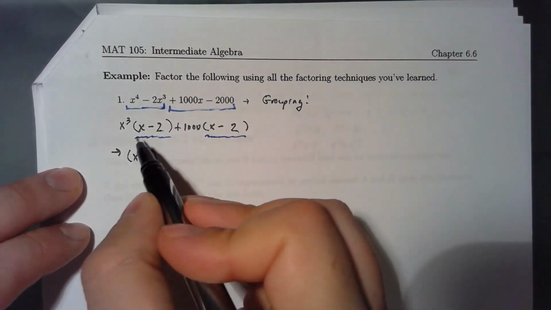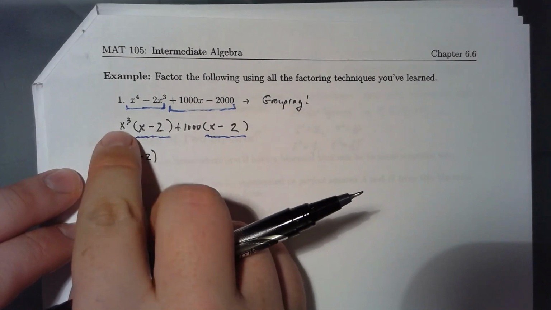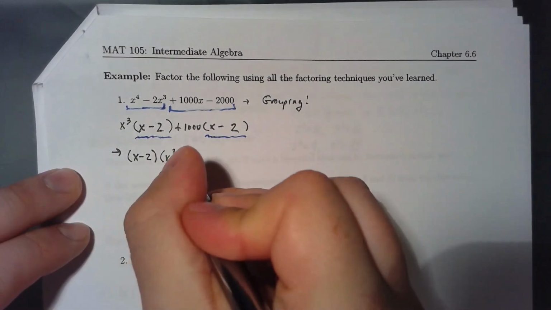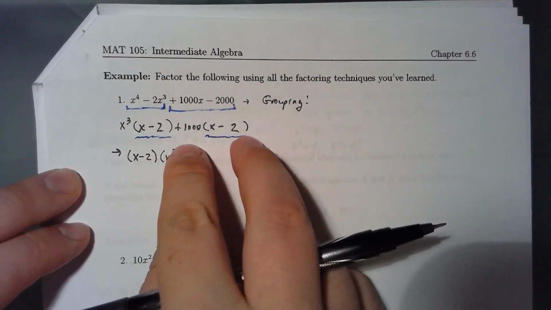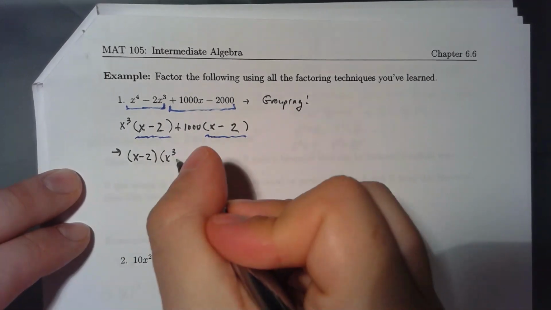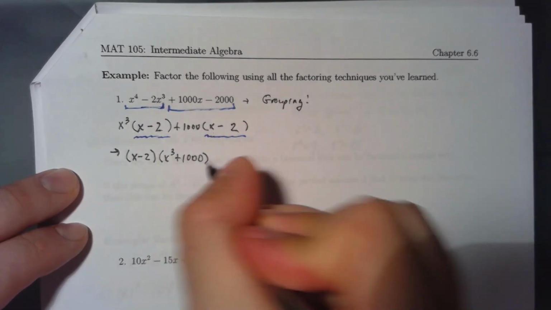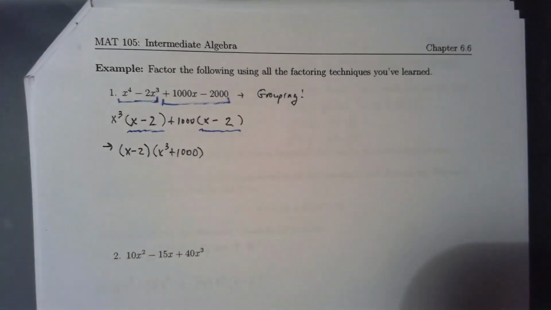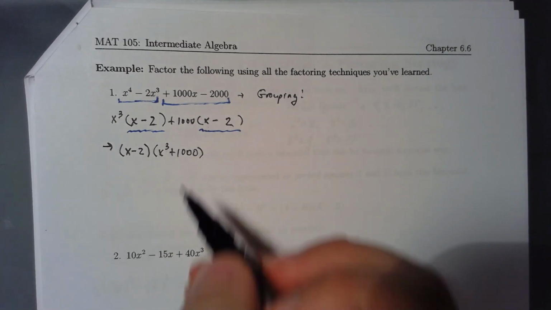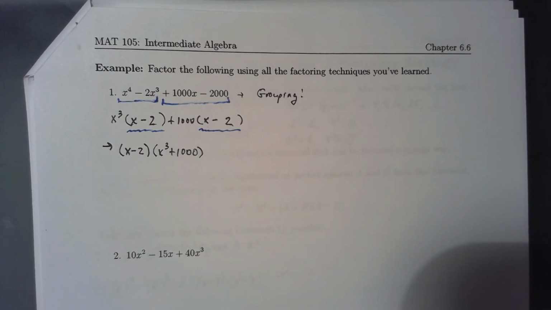So I could factor that out of this, which is x cubed left over, and I can factor this out of here, which is plus 1,000 left over. All right. Am I done? I'm not done, actually. What's this right here?